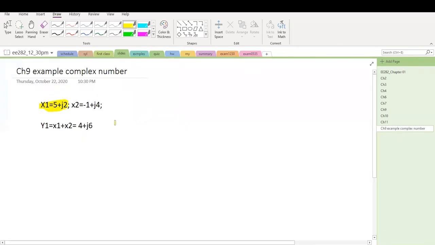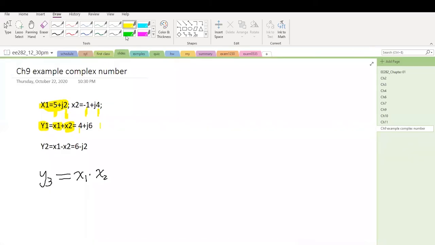Now let's look at an example. I have one complex number x1 equals 5 plus j2 and x2 equals minus 1 plus j4. If I want the addition of x1 and x2, y1 equals x1 plus x2: real part plus real part, that's 4, and imaginary part plus imaginary part, that's j6. If I want to take the difference of x1 and x2, y2 equals x1 minus x2. The real part takes the difference, that's 6. The imaginary part takes the difference, that's minus j2.